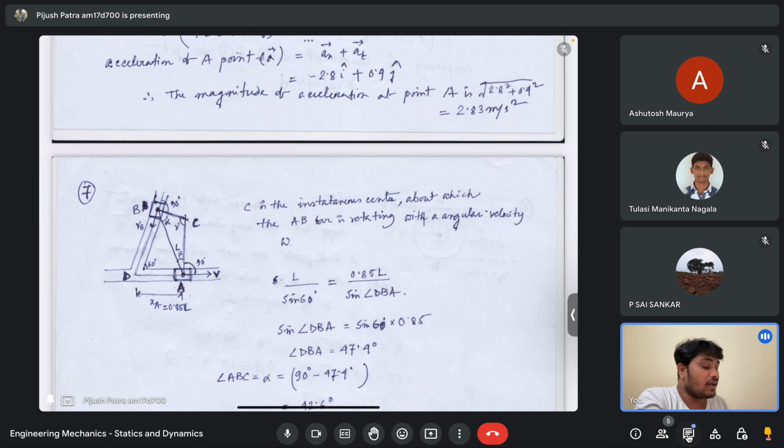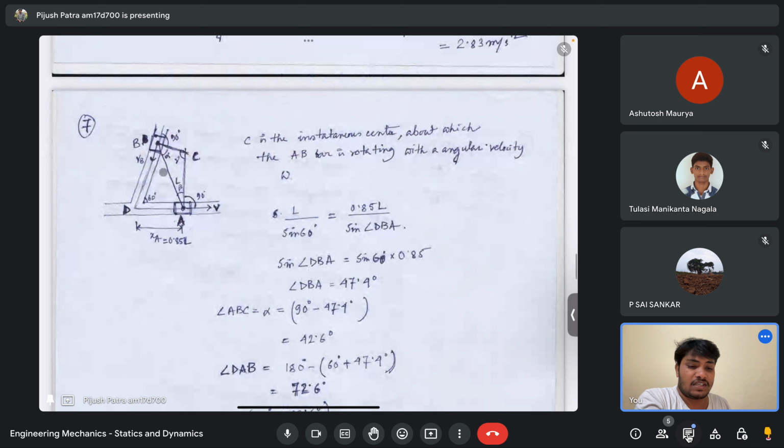So the AB bar is rotating with angular velocity omega. I am assuming that this bar has angular velocity omega about point C. That you need to notice now. It's again very simple geometry, nothing else. So this is my L. I have already assumed that alpha, beta and gamma are the three angles of this triangle ABC.